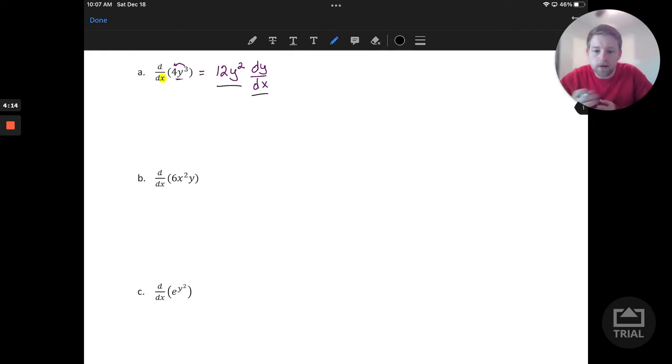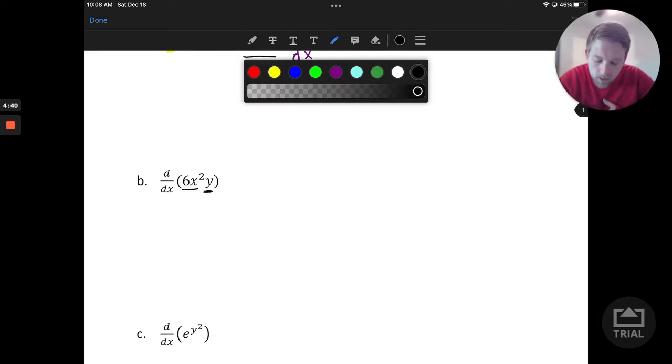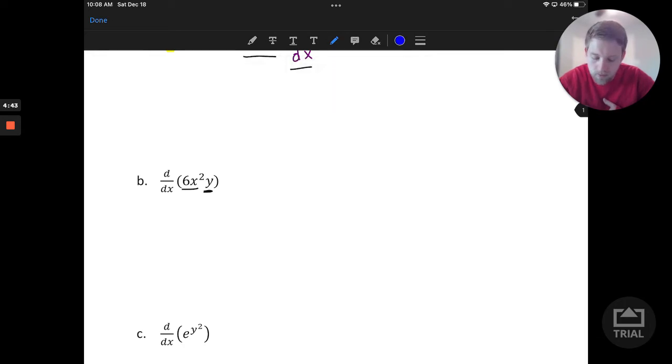Part B, we can consider what happens if we have both x and y involved. Well, this would really be a product rule. We'd have 6x squared as one piece of this product, and then y as another piece of that product. Those two multiply together. And again, we want to consider this as a derivative with respect to x. So let's see if we can apply the product rule with this portion. First, I'm going to take the derivative of the first term. And again, the ordering here doesn't quite matter as long as you get both parts of this product rule.